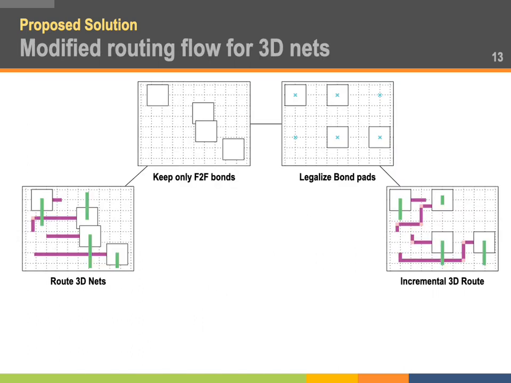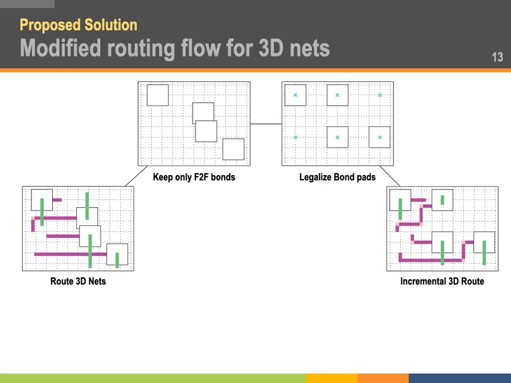This is the overall modified routing flow in a pictorial form, just for the 3D nets. We first route 3D nets, and then there might be overlaps between any two vias. First, we remove all the other shapes apart from the 3D vias, and then using these via locations, using either the bipartite matching or the force-based legalizer, we legalize these vias. Once we fix these vias, we incrementally route the 3D nets, so that the router is going to use the vias that are already present in the design.